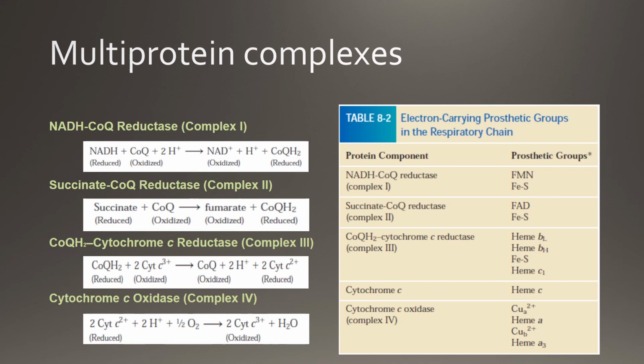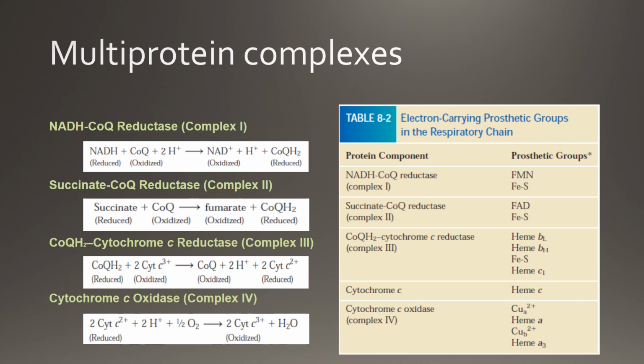And now we come to complex 2. Succinate dehydrogenase, the enzyme that oxidizes a molecule of succinate to fumarate in the citric acid cycle, is an integral component of the succinate coenzyme Q reductase complex. The two electrons released in conversion of succinate to fumarate are transferred first to FAD, then to the iron-sulfur cluster, and finally to coenzyme Q. The overall reaction catalyzed by this complex is succinate plus coenzyme Q gives fumarate and coenzyme QH2.